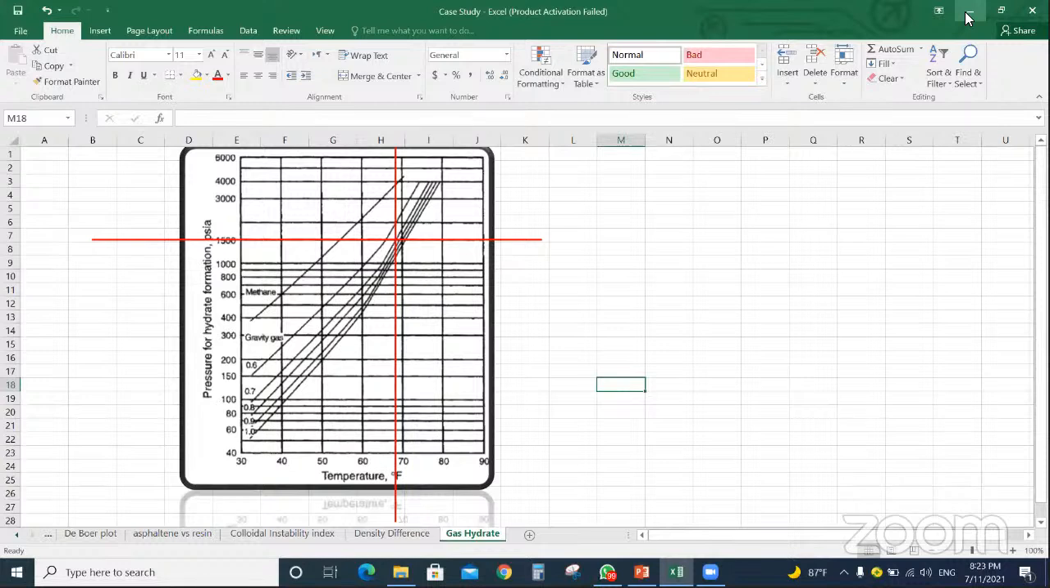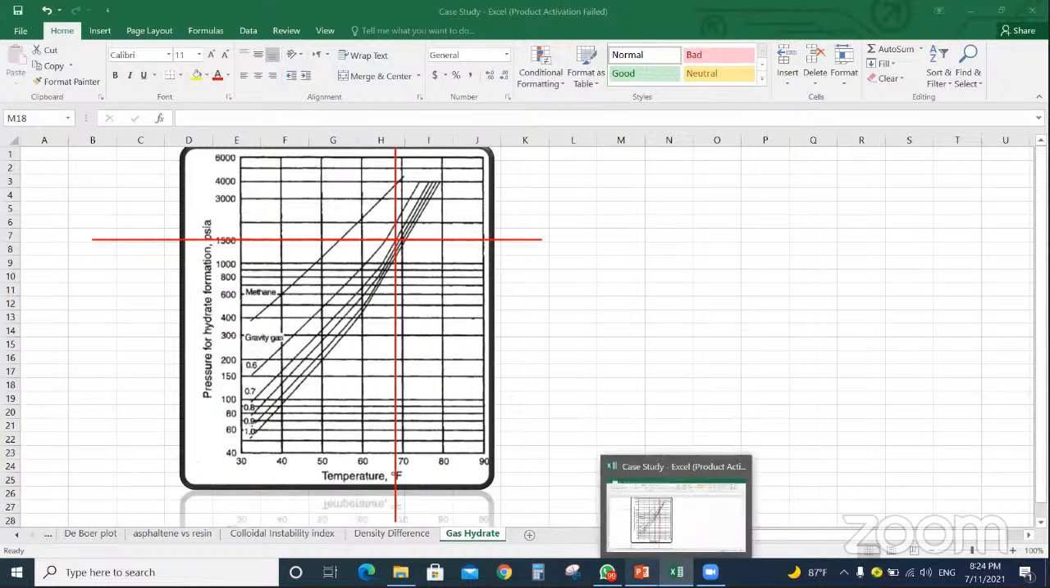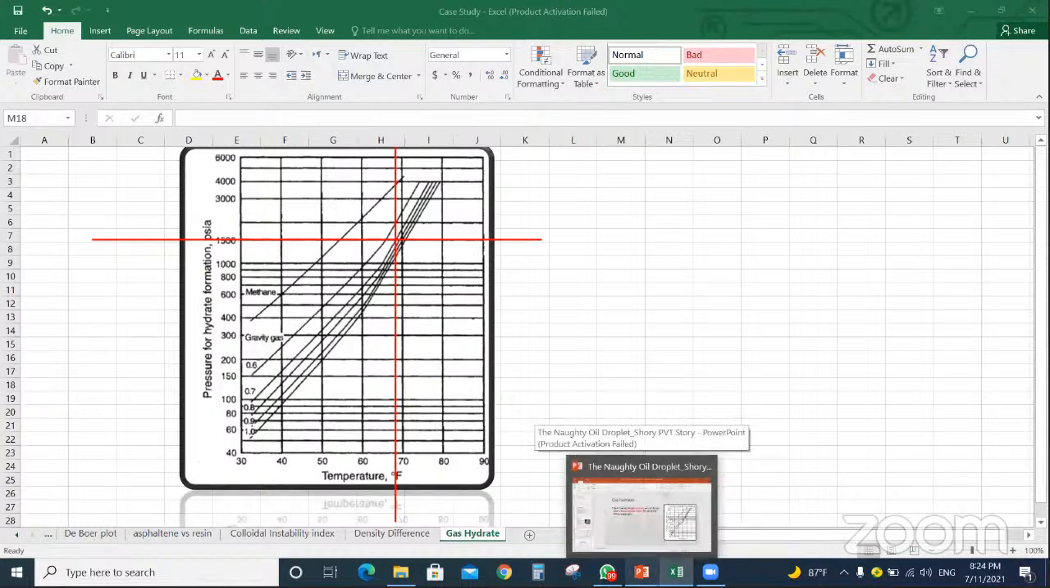I got some questions. We have a question about defining flow assurance. Flow assurance is the kind of study that is concerned with the deposits that restrict the flow.